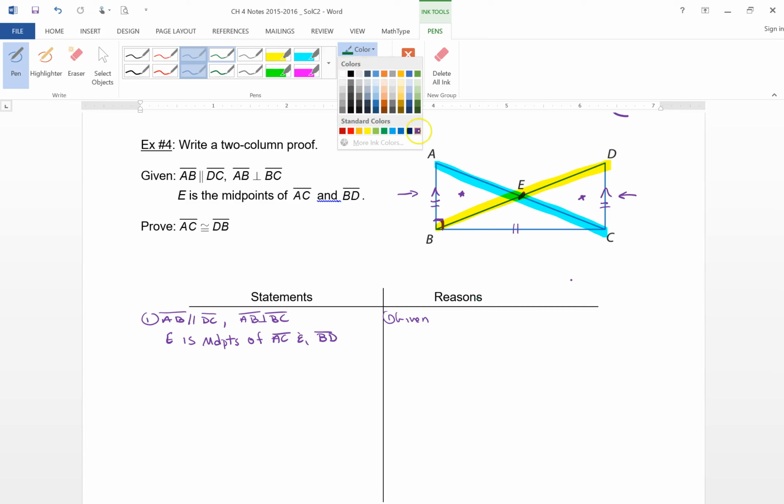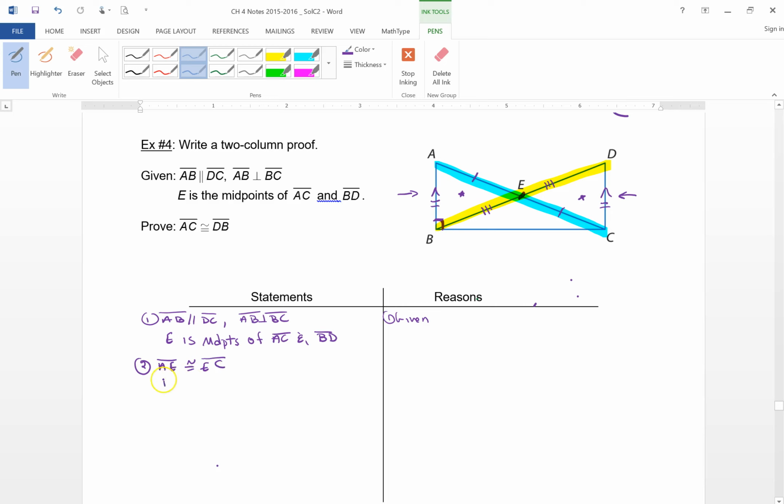And we're going to start slow. All right. The fact that I'm told that E is the midpoint of AC and BD tells me that I have sides that are congruent. So namely, AE is congruent to EC and BE is congruent to ED. So that's my number 2 here. AE is congruent to EC. BE is congruent to DE. This one is midpoint theorem.